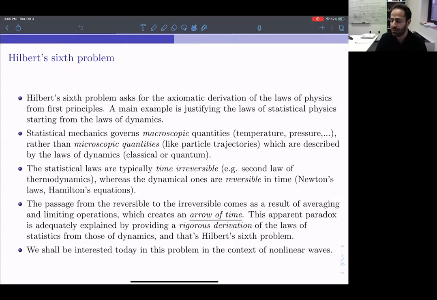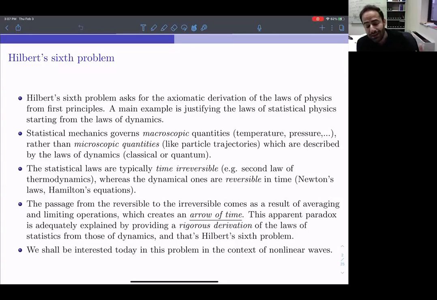What this means is that there's a preferred direction of time, and in this direction of time, something happens. Like, for example, for entropy, entropy increases in the positive direction of time. Whereas this is not present in the laws of dynamics. So the way we say that is that the dynamical laws are reversible in time. And we all know that Newton's equation and Hamilton's equation are reversible in time.